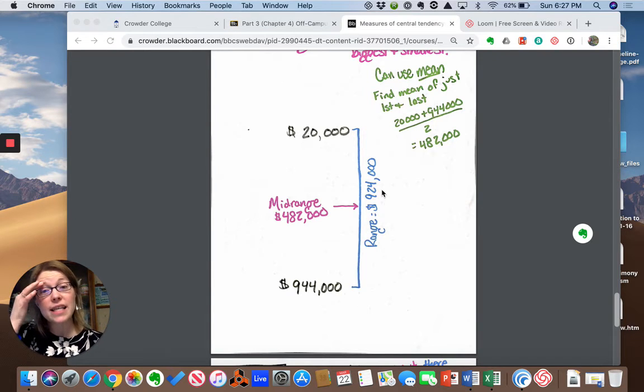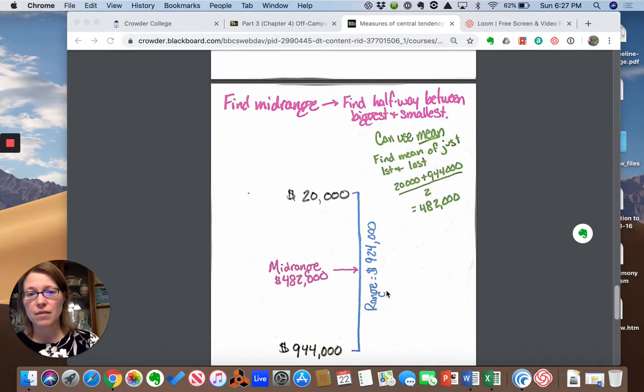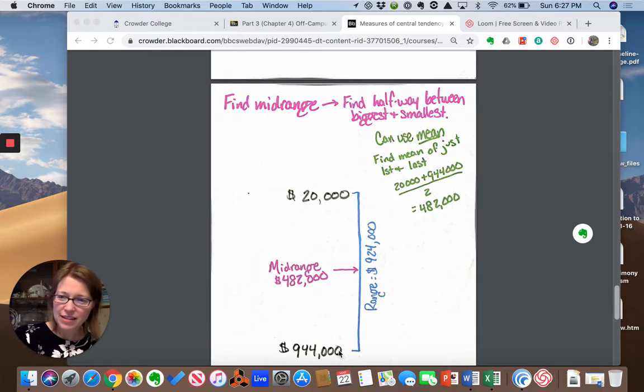The mid-range is halfway between the biggest and smallest. So it's kind of like, well, it is. You're finding the mean using just the biggest and the smallest. So we add them up, divide by 2, and that gives us the mid-range. You could find the mid-range another way too if you wanted. If you figure out how far apart the biggest and the smallest are, and then you figure out what would be half that distance, you could add that to the smallest one or subtract it from the biggest one. But none of those methods seem as straightforward and simple as just finding the mean of the biggest and the smallest.